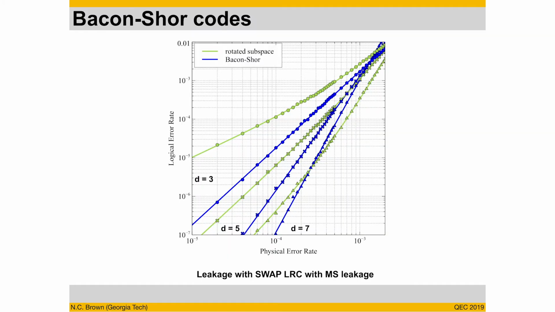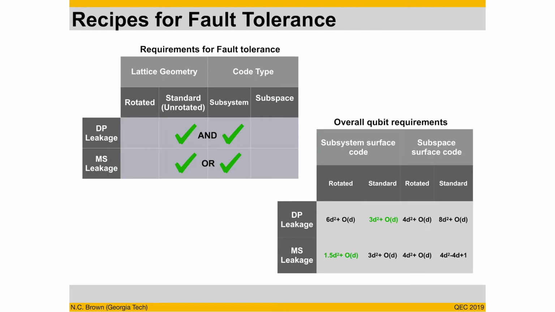And so we wanted to compare a subspace and a subsystem code that had the same number of data qubits. And so we also looked at Bacon-Shor codes. And you can see Bacon-Shor codes do much better than rotated subspace codes at smaller distances. When you go to higher distances, there's less of an improvement, and this is because Bacon-Shor codes do not have a threshold.